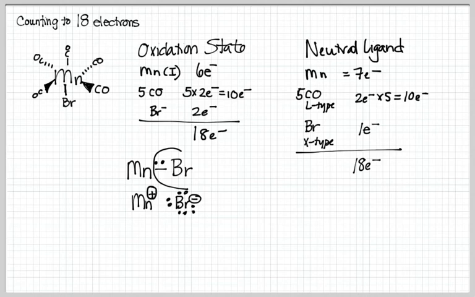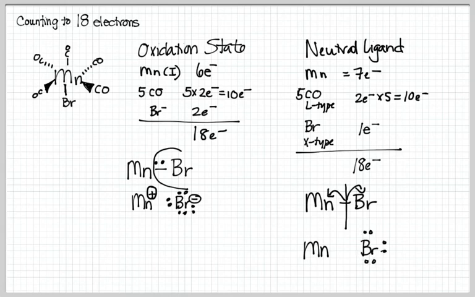On the other hand, in the neutral ligand method, we're imagining that the manganese and the bromine split the electrons equally. And so 1 electron goes to manganese and the other one goes to bromine. So we end up with manganese in its neutral atom form, which means it has 7 electrons, and we end up with bromine being neutral, and so it also has 7 electrons. And we see that one of the electrons is not paired, and it's that unpaired electron that bromine is going to use to bond with manganese.